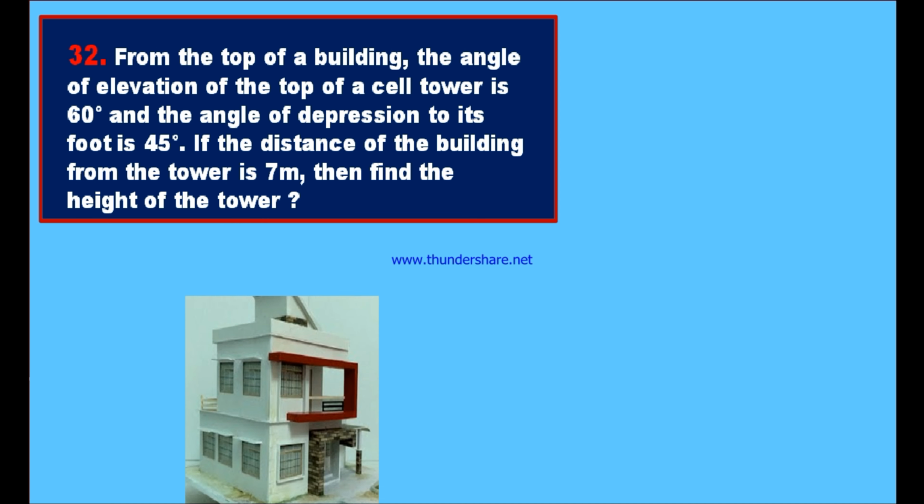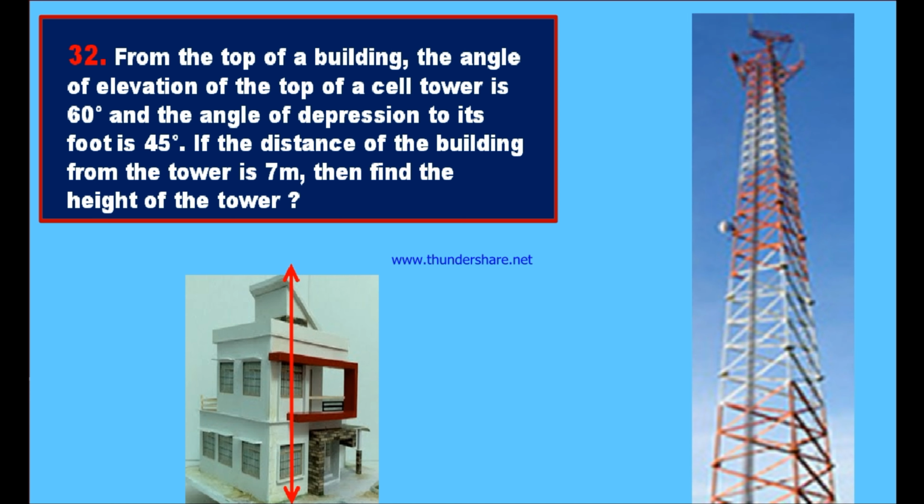Here is the diagram. We have a building and this is the height of the building. And opposite this building there is a cell tower. And this is the height of the cell tower. Now the distance between cell tower and the building is 7 meters.